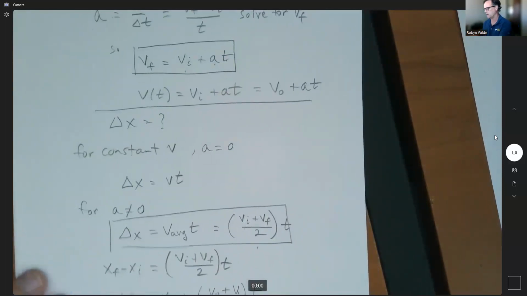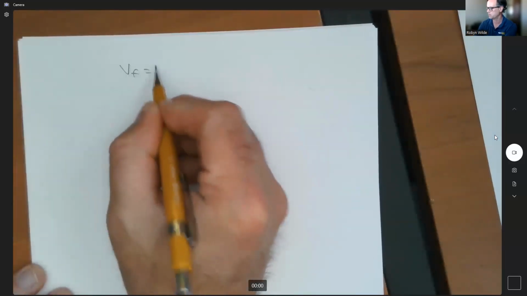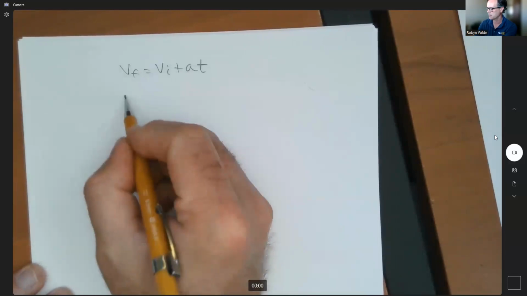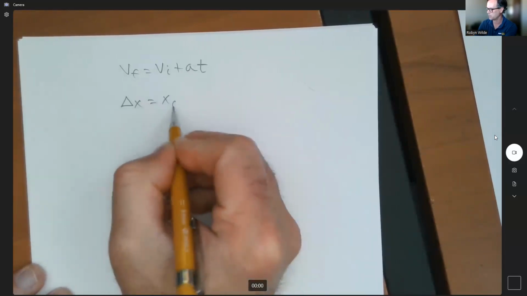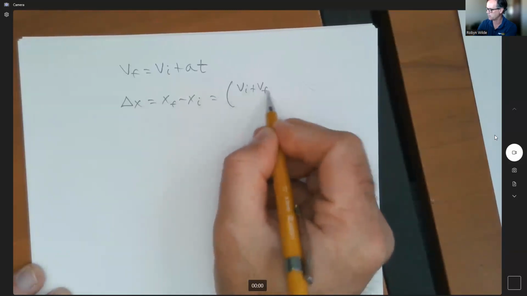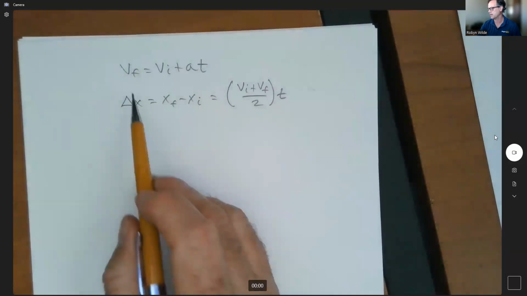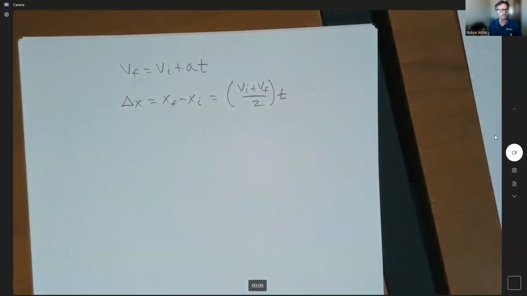So at this point, we have these two kinematic equations. Let me just write them down. V final equals V initial plus AT, and our displacement, which is x final minus x initial, is our average velocity, V initial plus V final over 2, times t. Now, one of the things about these equations is that they both include the final velocity, which is typically not something we know to begin with. If I'm talking about the motion of a car, I would know what velocity it started with, but I don't necessarily know how fast it's going later on.